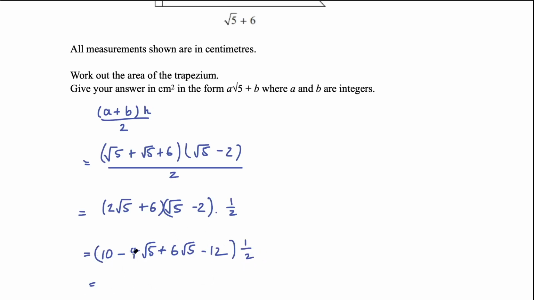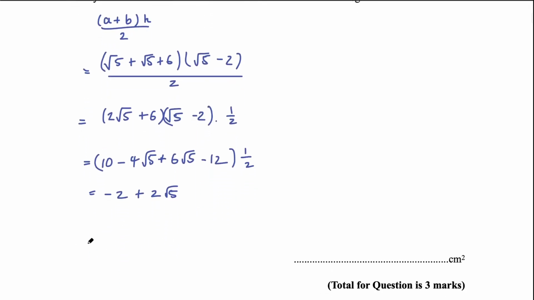Next, keep simplifying. So 10 take 12 is negative 2. Negative 4 root 5 plus 6 lots of root 5, that's plus 2 root 5. And then divide all of that by 2. So we would get negative 1 plus root 5. And just to neaten it up a little bit, we might write root 5 take 1 instead, so you don't have that negative at the start. And our final answer there is root 5 take 1 centimeters squared. That was a 3-mark question.